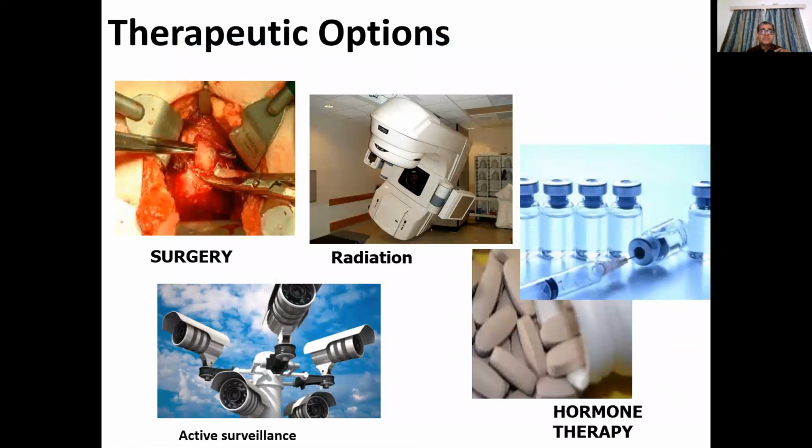The therapeutic options, I'm not going into details. You are all urologists, so you would know that surgical options are there. Radiation and hormone therapy form the main pillars of management of prostate cancer. But as more and more early prostate cancers are being picked up, active surveillance is also becoming an option. And in the coming years, you would see more and more patients being put on active surveillance.